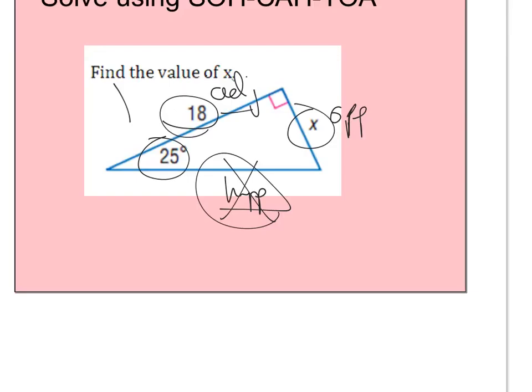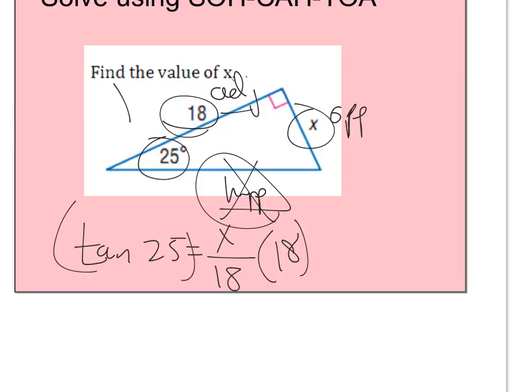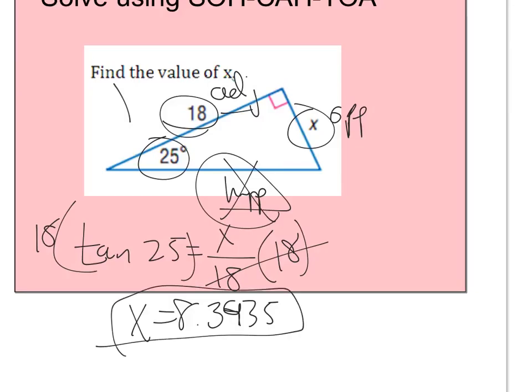So here, if I've got opposite over adjacent, that's going to be tangent. So the tangent of 25 is going to be equal to x over 18. Now, tangent of 25, put that in your calculator, you get a big, long decimal. Then multiply that times 18. That cancels out, and I get x to be 8.3935. That'll be my answer right there. So that's how long that side is.